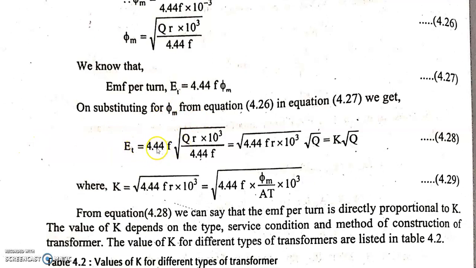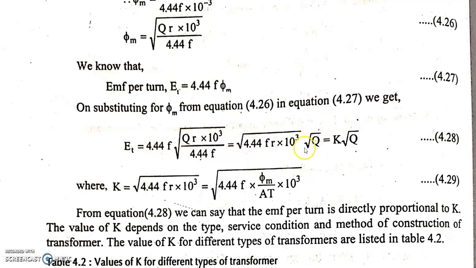So EMF equation is EMF per turn equals 4.44 F into φm. So for φm we have the equation in terms of kVA output of the transformer, as well as in terms of the ratio between specific magnetic loading and electric loading R. Okay, so that we are substituting over here. So now this 4.44 F and square root of 4.44 F will get cancelled. So the remaining will be square root of 4.44 into F, and already there is Q and R.